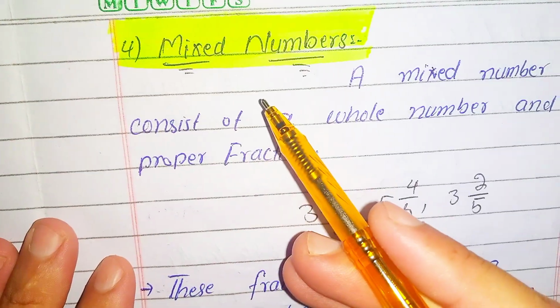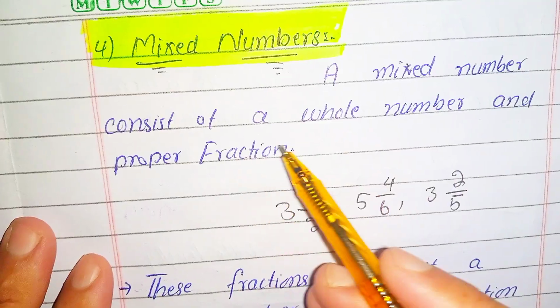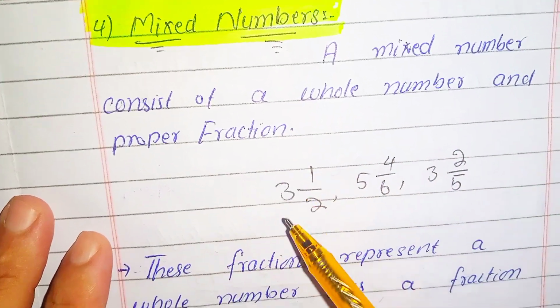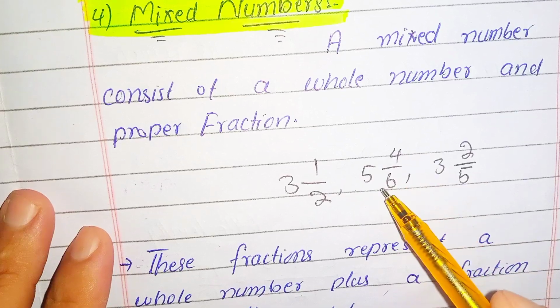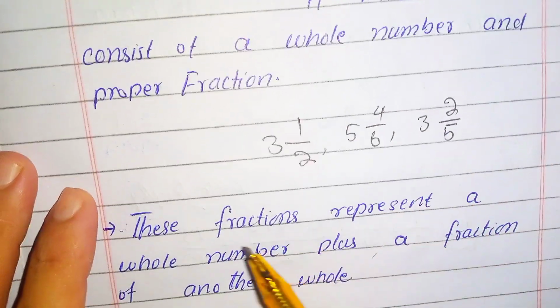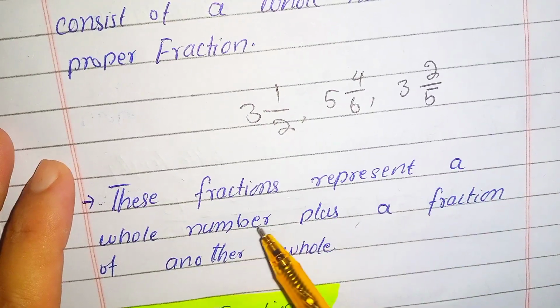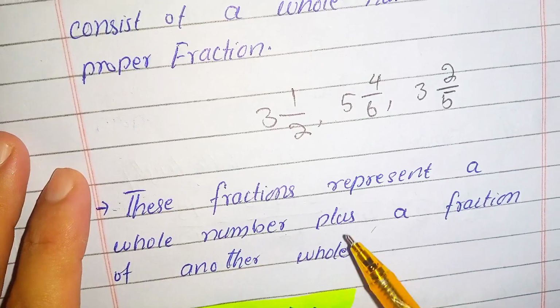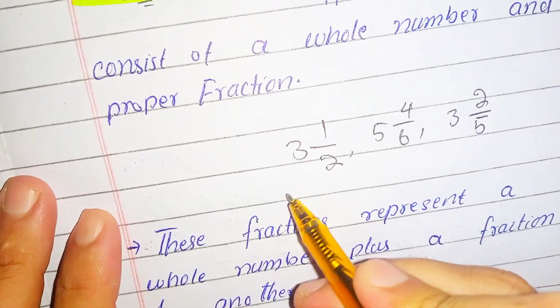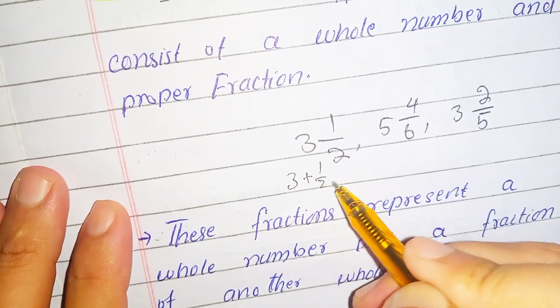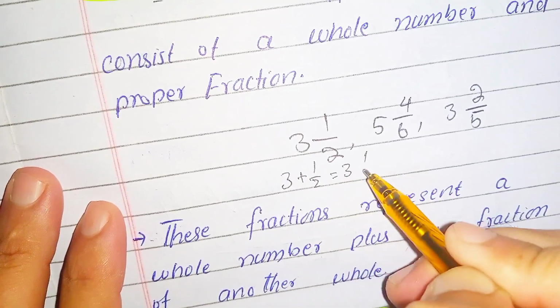Now the fourth type is the mixed number. A mixed number consists of a whole number and a proper fraction. For example, 3 and 1 over 2, 5 and 4 over 6, 3 and 2 over 5. These represent a whole number plus a fraction of another whole. Just like we can say that 3 plus 1 over 2 is equal to 3 and 1 over 2.